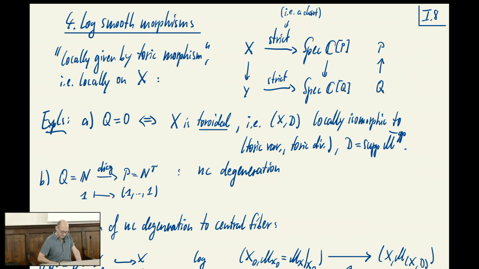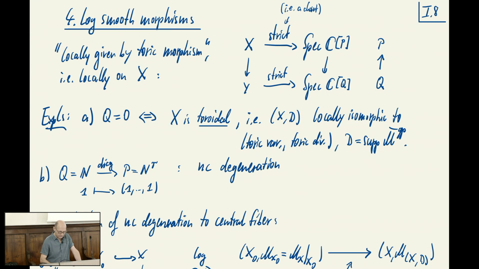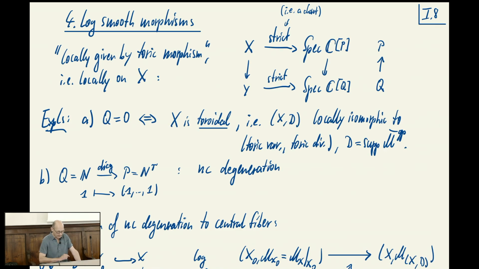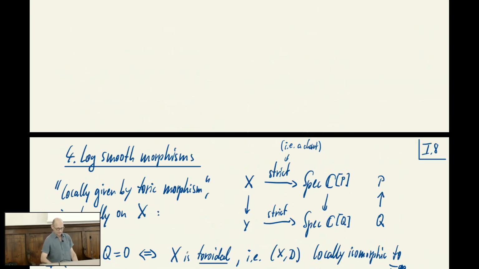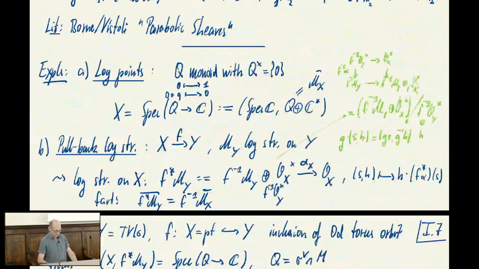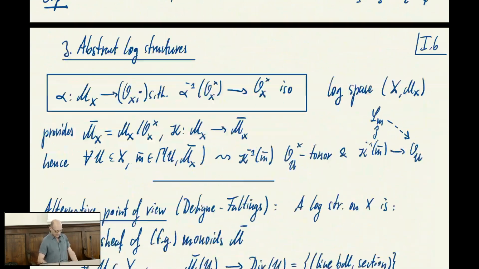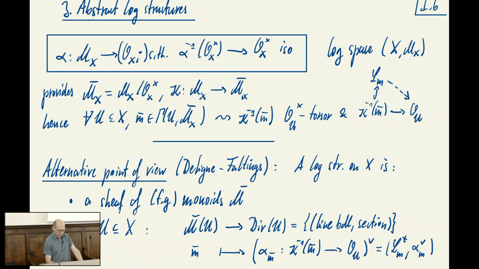Okay, so yesterday I stopped introducing log-smooth morphisms. Let me just remind you what that was. So we had these log morphisms, we had log structures, that was this sheaf of monoids. Let me maybe quickly remind you of that thing. So it was a homomorphism of sheaf of monoids.